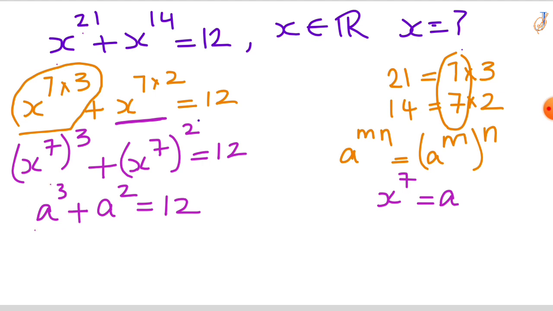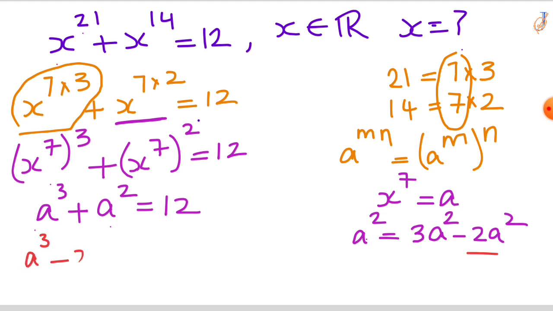So now observe what we do. Here we have a raised to the power of 2. Instead of a raised to the power of 2, if you write 3a raised to the power of 2 minus 2a raised to the power of 2 and do the subtraction, then we will get a raised to the power of 2, isn't it? So instead of this, I am going to write 3a power 2 minus 2a power 2. So a power 3, first I write the smaller term, that is minus 2a power 2 plus 3a power 2, that is equal to 12.